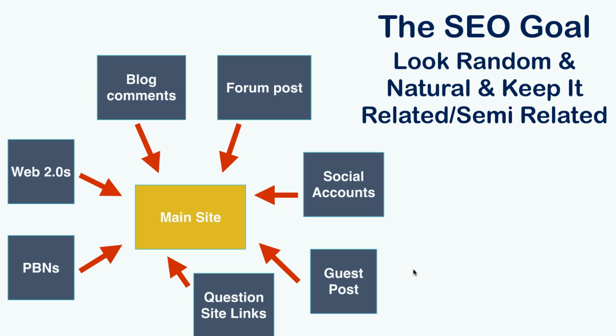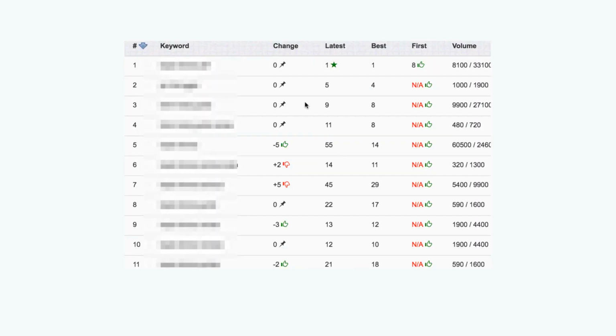Google's a spider, you're creating a web, so Google can go through and crawl. And the more outside webs you create, like social accounts, blog comments, Web 2.0s, and the more natural you make them look, and the more quality they are, the faster you're going to rank in Google. And then you're going to go and get results, guys.